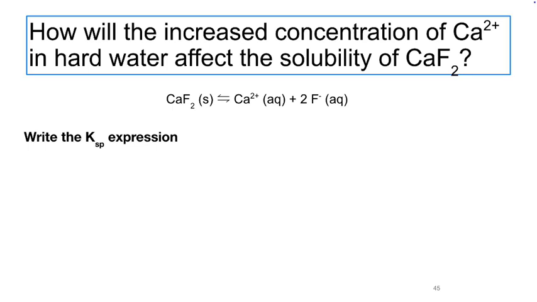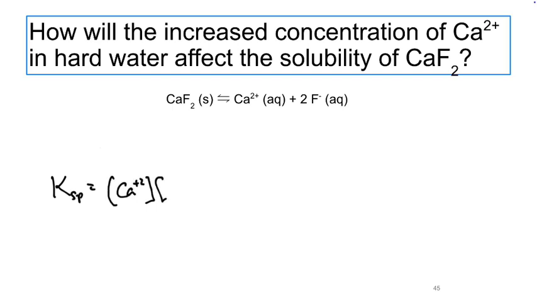Blue box, talk. It says to write the KSP expression. I think that was a direction for the instructor, but if we wrote out our KSP expression, we get calcium plus 2, our fluoride, right, squared. We already had all that. I would argue we don't need that, but we could use it. What this question is saying is what happens if I increase the concentration of our calcium ion?